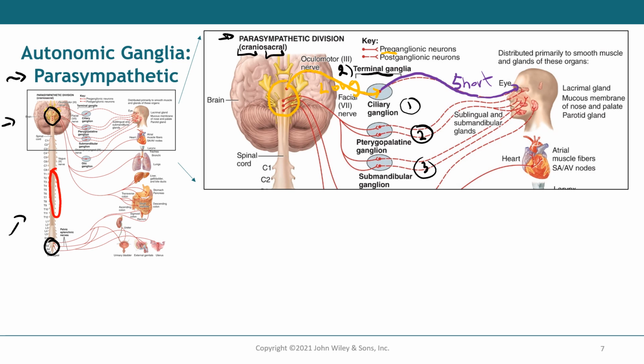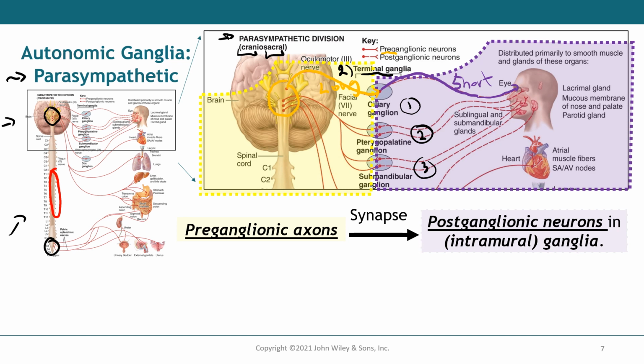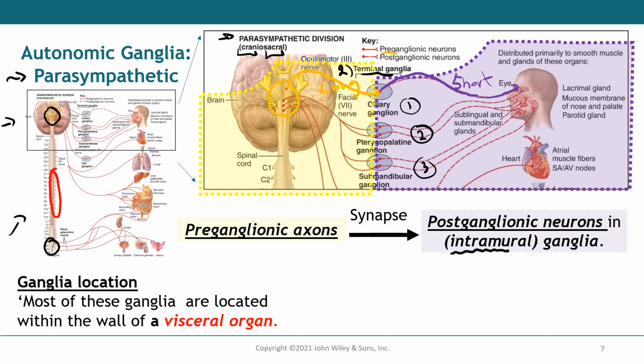Okay, so just to summarize, I told you that it's very important that you remember that there are preganglionic and postganglionic neurons, but independent of this similarity, there is a lot of difference. These preganglionic neurons will synapse with postganglionic neurons. However, here you see that the ganglia are not in the trunk, they are intramural. In other words, they are very close, within the walls of the organs that they are going to innervate. So the ganglia is going to be located far from the spinal cord. This is what I just told you. So they will be within the walls of the visceral organs.